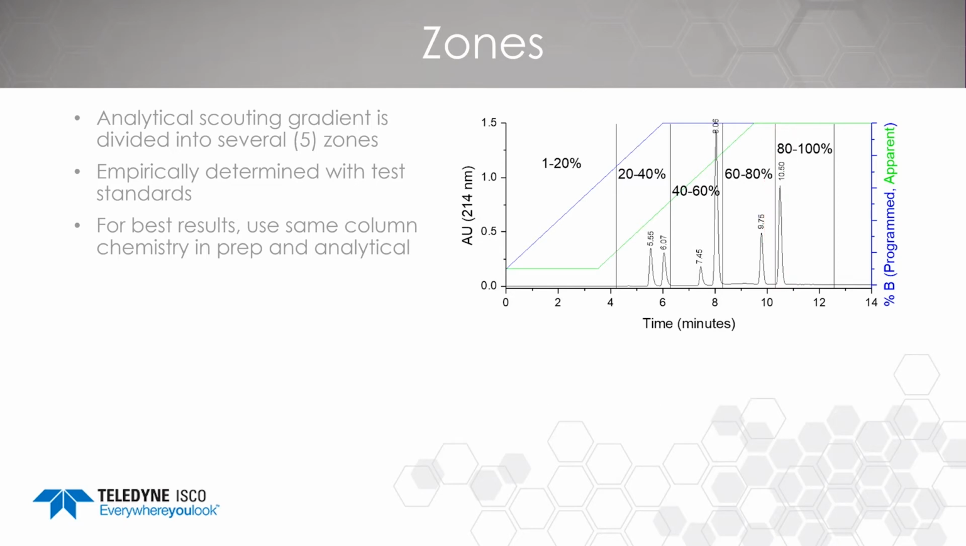It takes a bit of time to determine the zones, and a change to either the analytical or prep system means a new chart needs to be made due to draw volume differences between the systems. Ionizable compounds at the end of the zones may be problematic because they may not elute when expected in a determined gradient method.